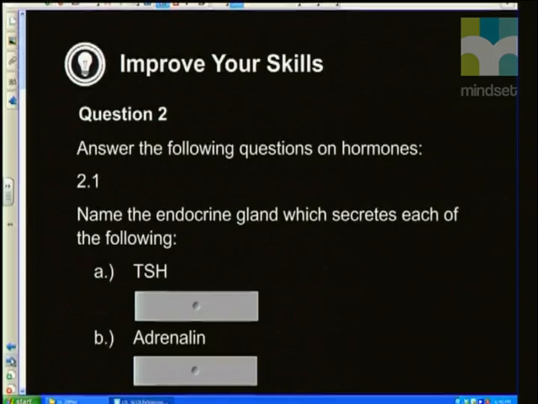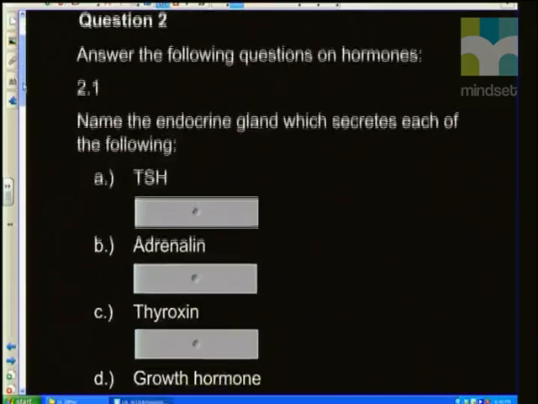But now it's time to get back to the lesson. Answer the following questions on hormones. 2.1. Name the endocrine gland which secretes each of the following.